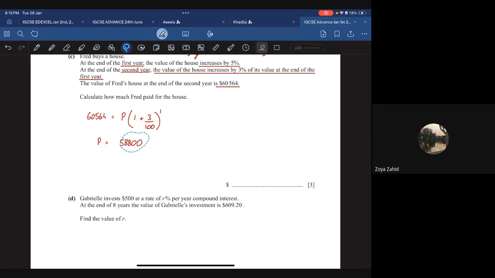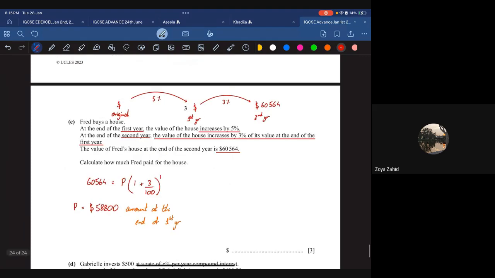Is that too many numbers or no? 1, 2, 3, 4, 5, 1, 2, 3, 4. Okay. Yes. So this is essentially the amount at the end of the first year. What's up next, Zoya? What should I do? And then I did the same thing, but this time I took A as 58800. Well done, Zoya. So now, again, you're assuming that this is the principal amount. This is the final amount. This is the compounded interest that you received.